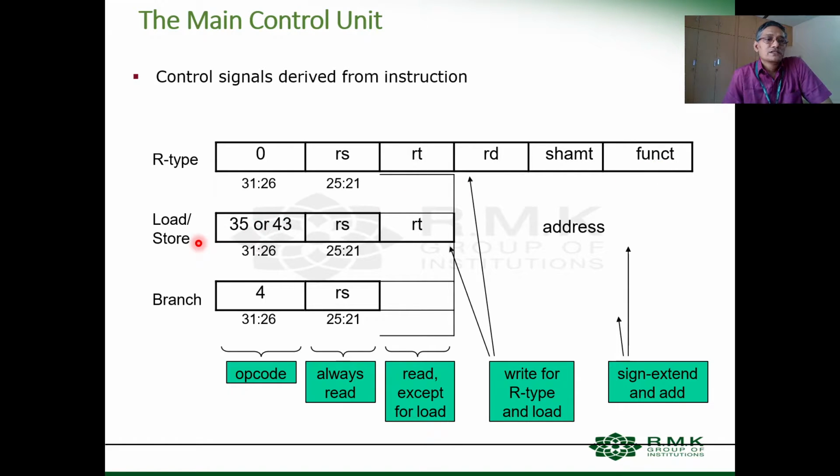Similarly, for load and store instruction, the opcode can be 35 or 43. This is the decimal value represented inside the box. If it is 35, it is considered load word, and if it is 43, it is considered store word, and you have the 16-bit offset address. Similarly, for the branch instruction, the corresponding opcode value is 4. So in this way, with respect to these fixed instruction formats, the main control unit decides what kind of instruction is being fetched, and what exact operation the processor should perform.